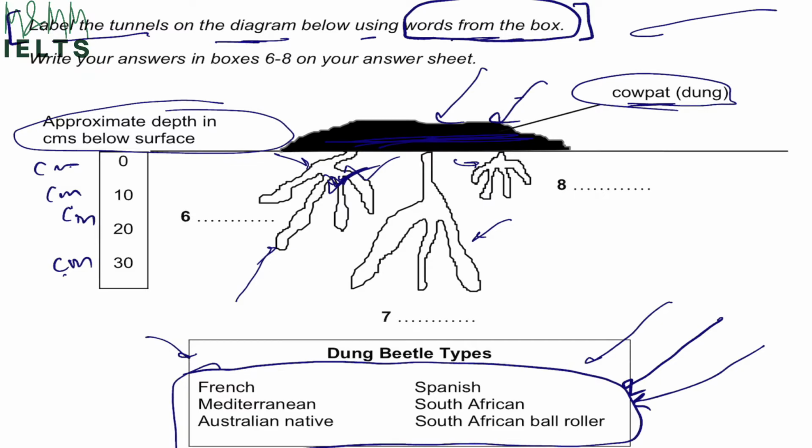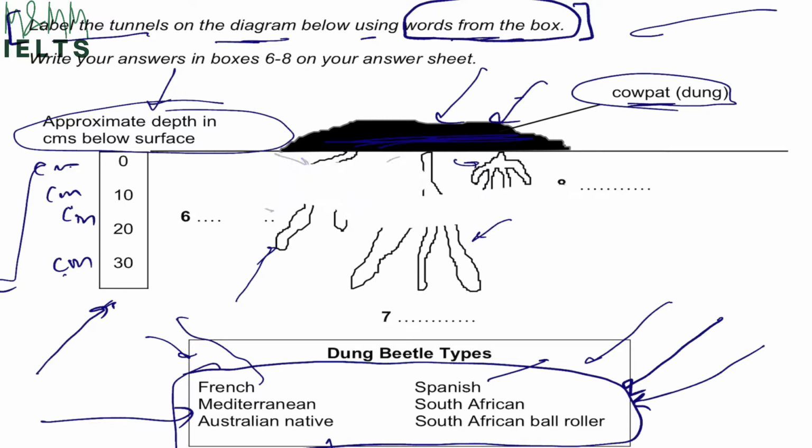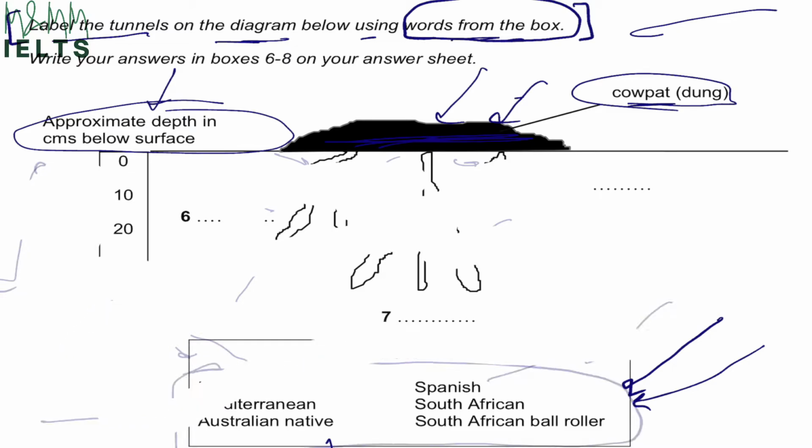Now, how would I be able to find out which type is what? I believe by looking at the approximate depth in centimeters, as in by looking at the length. So this will make my job easy because now I just need to find out these numbers and hopefully these keywords, and see what length is the French beetle type in terms of centimeters, what length is Spanish, Mediterranean, Australian native, and so on. Now looking at this one, let me just clear it off a bit so it's easier for you guys to see and understand.